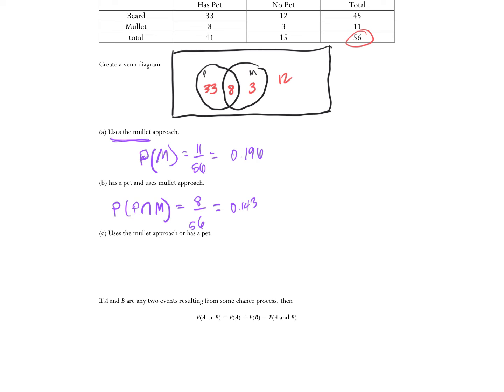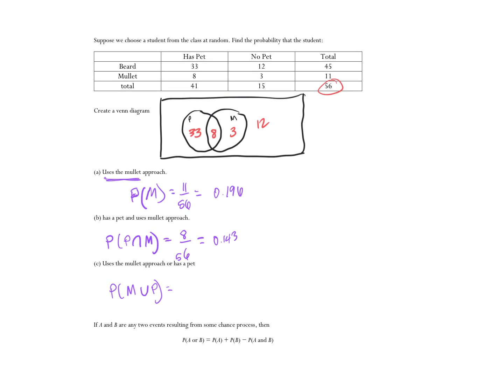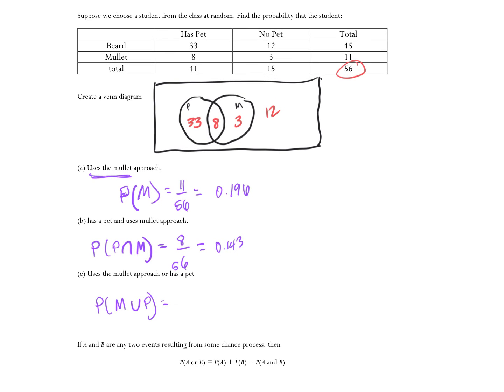Now, here's this part's new. Okay. What is the probability that somebody uses the mullet approach or has a pet? Anybody have any thoughts? I remember Ben brought up a question last week about it, and you were relating to it. It was something with addition, you know? We're doing the addition rule today, for sure.